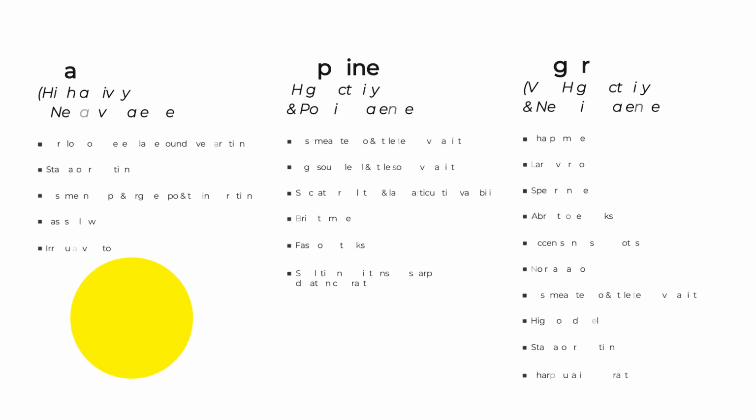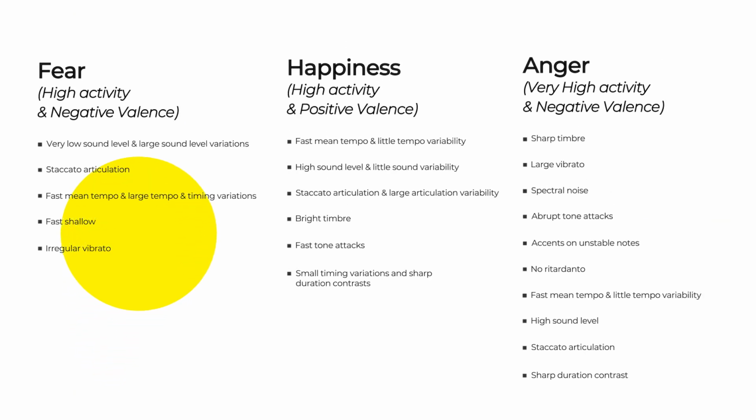For the feeling of sadness, we basically also use low activity, dull timbre, small articulation variability, slow vibrato, slow mid-tempo, low sound level, legato articulation, slow tone attacks, large timing variation, soft duration contrast, and finally ritardando. For the feeling of fear, we basically use high activity, very low sound level and large sound level variation, staccato articulation, fast mid-tempo and large tempo and timing variation, fast, shallow, irregular vibrato.